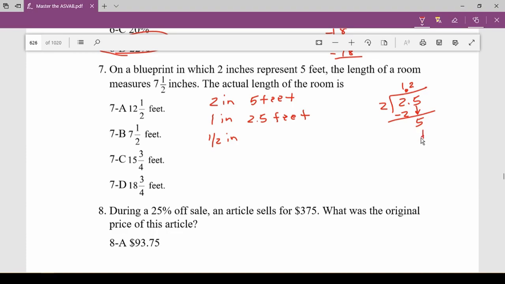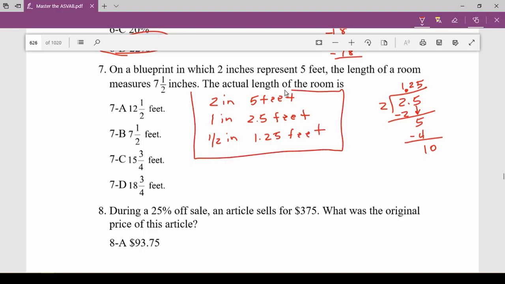2 times 2, of course, is 4. Subtract. 5 minus 4 is 1. Bring down a 0 since 2 doesn't go into 1. 2 goes into 10 5 times. So I know a half inch represents 1.25 feet. Now, using these conversions that I did before I started the problem, I can actually work this out much quicker. I know I'm going to have 7 inches, so I'm going to do 7 times 2.5 and 1 half inch. So I'm just going to add this to this result.